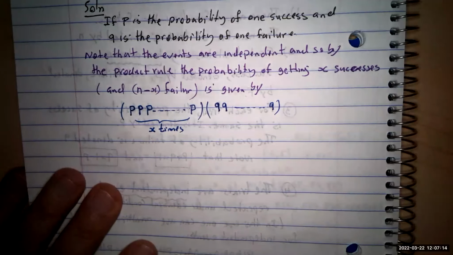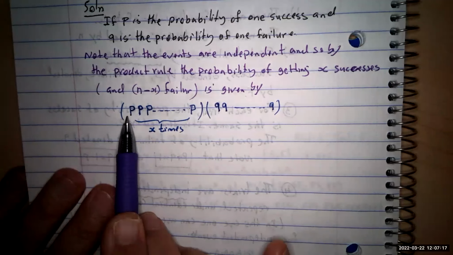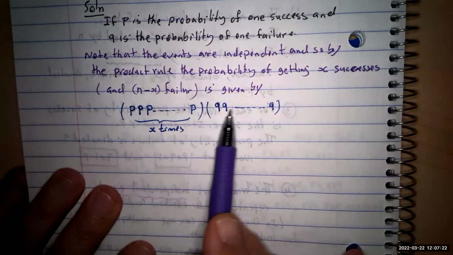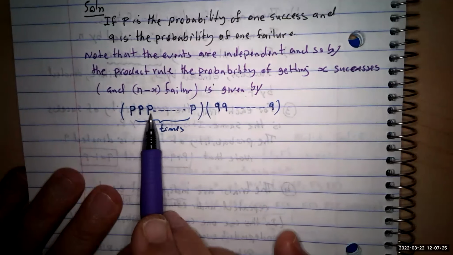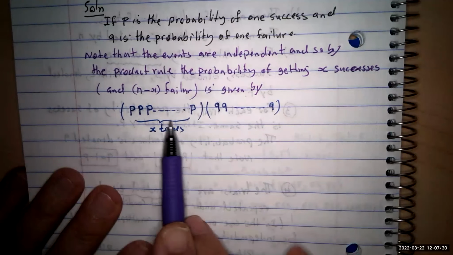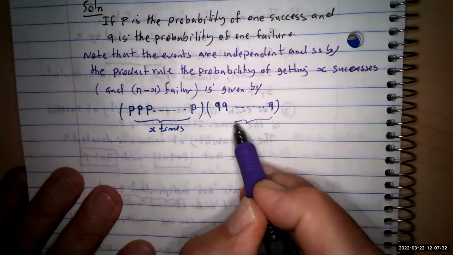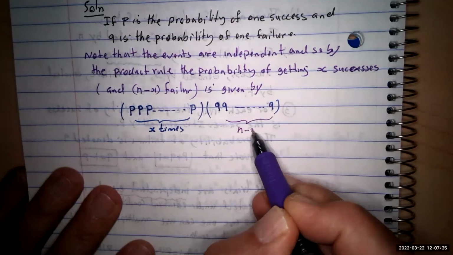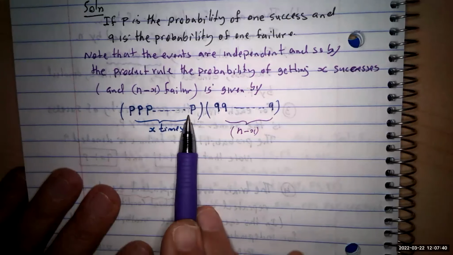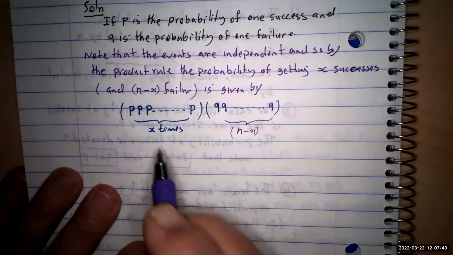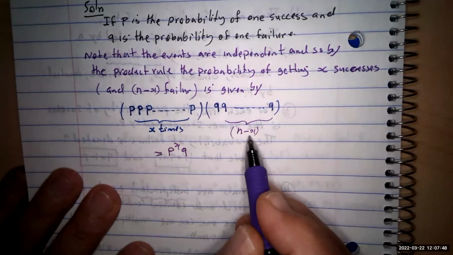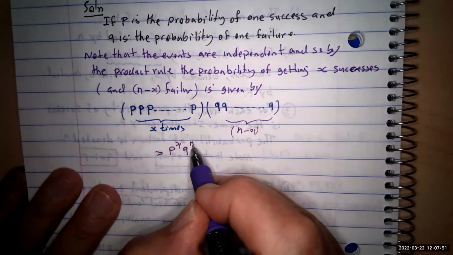Remember, it's a binomial. Anytime you succeed, then at the same time you fail. The total number of observations is N, the total number of times that you are going to repeat it. If X out of those you are going to succeed, the leftover N minus X times you are going to fail. So this is the number of successes, this is the number of failures. Mathematically, this is going to be P to the X, Q to the N minus X.